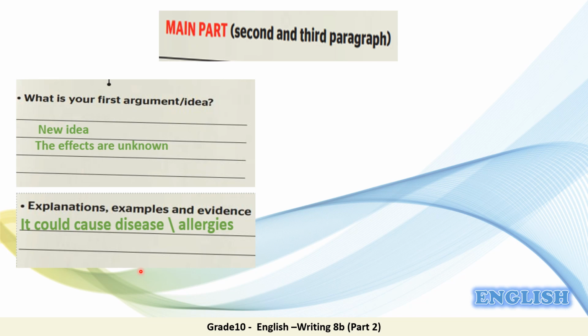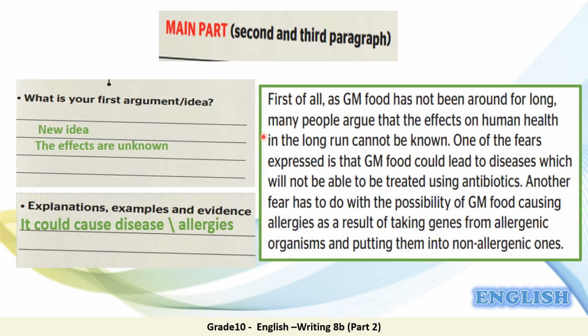Let's check the sample together. Starting with "First of all", you use the linker "first of all" to start listing. For the point, a new idea, let's see how we expanded the sentence. "As GM food has not been around for long, many people argue that the effects on human health in the long run cannot be known." We explained that the effects are unknown. So you see, we expanded this and we explained it thoroughly.